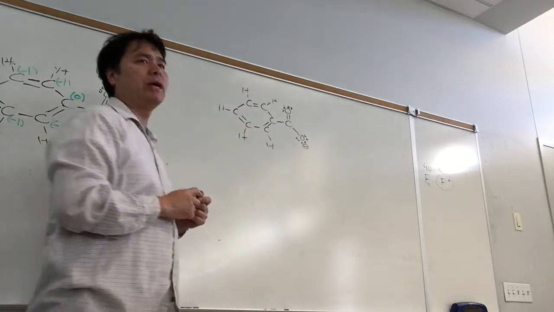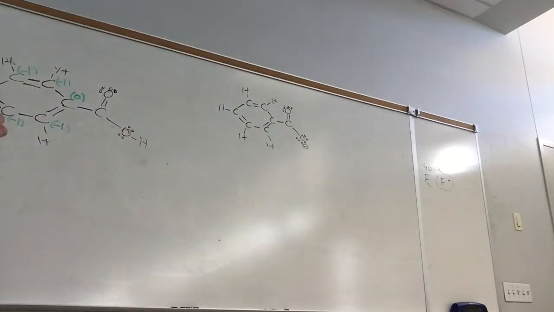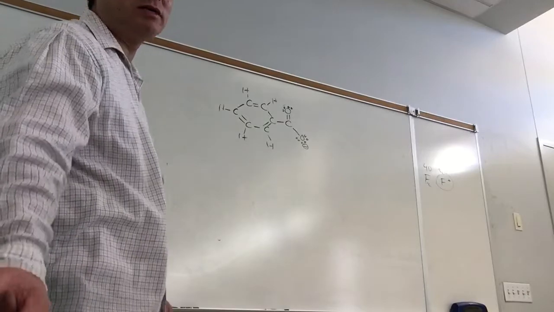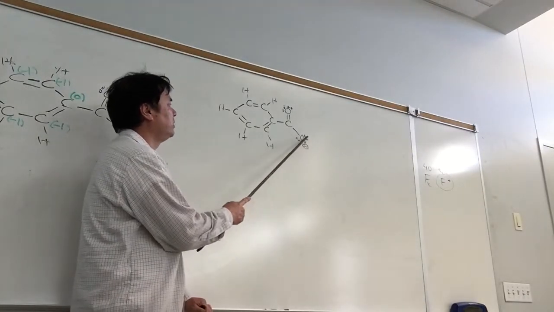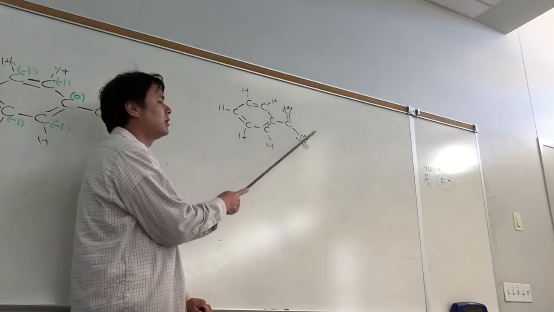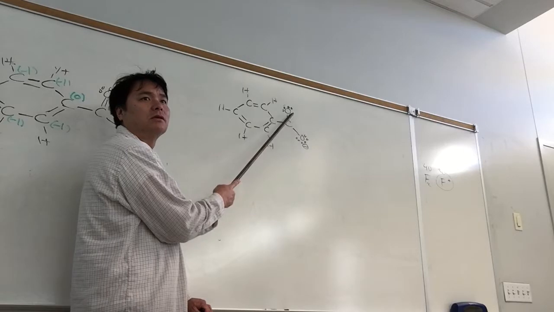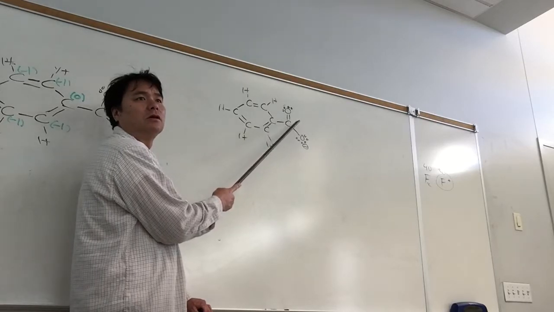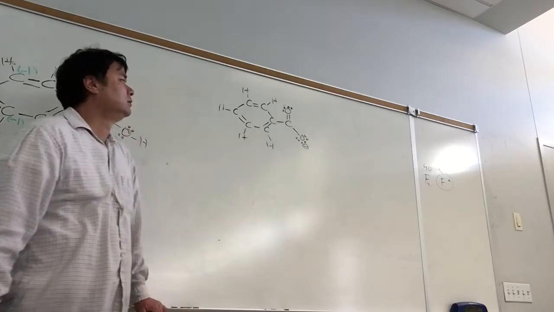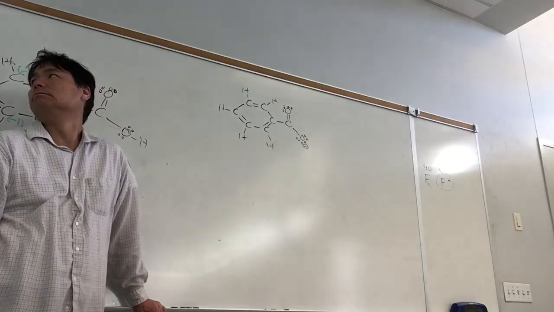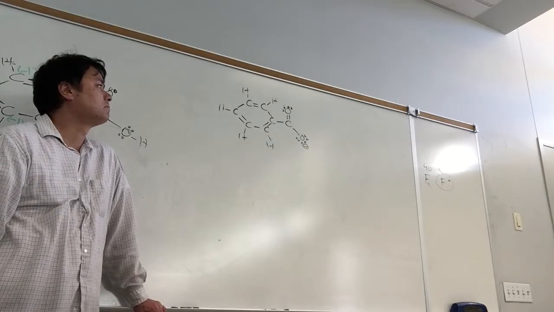This is called the benzoate ion. So the benzoate ion, what we see is resonance delocalization. The resonance delocalization will be between these two oxygens here. In fact, the formal charge on each oxygen will be minus ½.